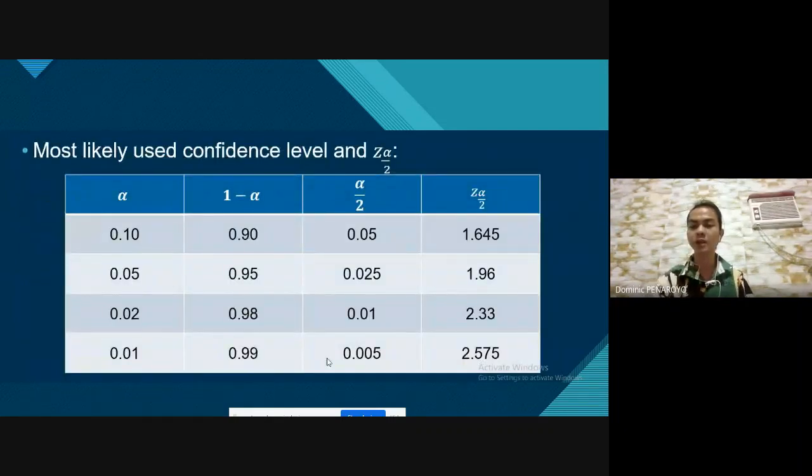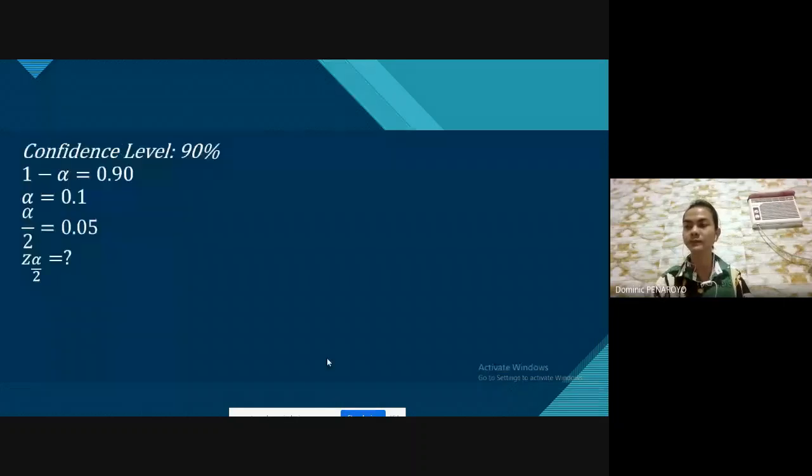You can also find this table in your reading material. Now, how did you come up with 1.645 for the 90% confidence level? I'll show you the solution on how to find the Z alpha over 2 of a given confidence level. For this given example, our confidence level is 90%. So how can we find the Z alpha over 2 for 90%? We know for a fact that it's 1.645. So let's find out how we came up with 1.645.